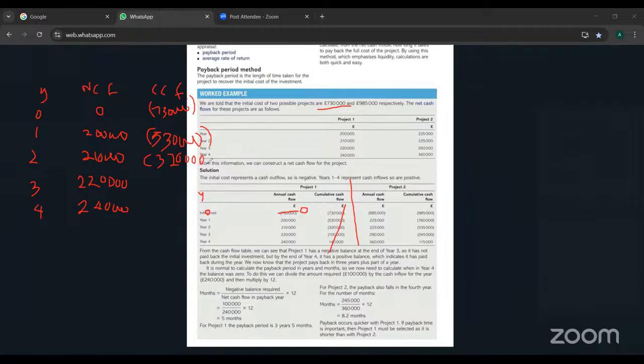Okay, so for year 3 cumulative cash flow is minus 320,000 plus 220,000. Okay, so that will give you minus 100,000. Now year 4, minus 100,000 plus 240,000. It will give a positive value, which is 140,000.